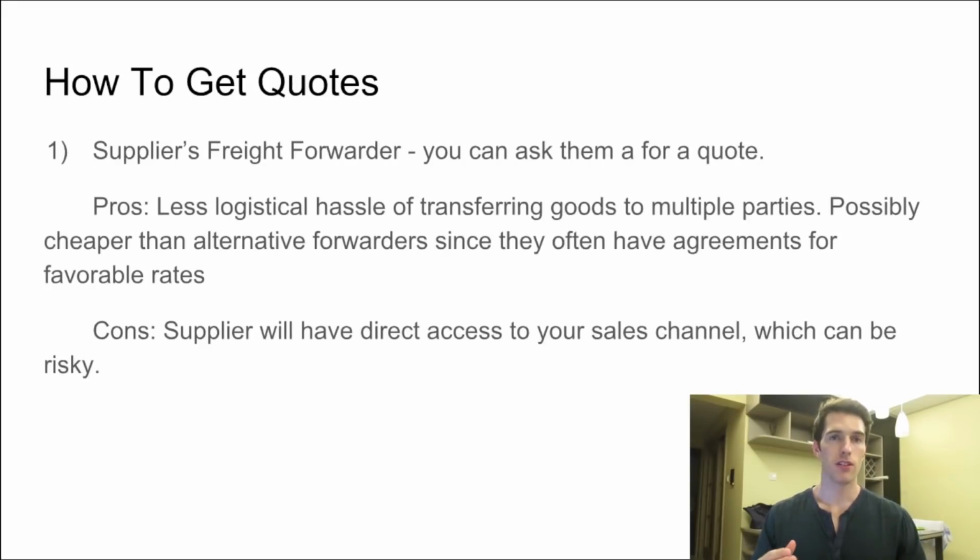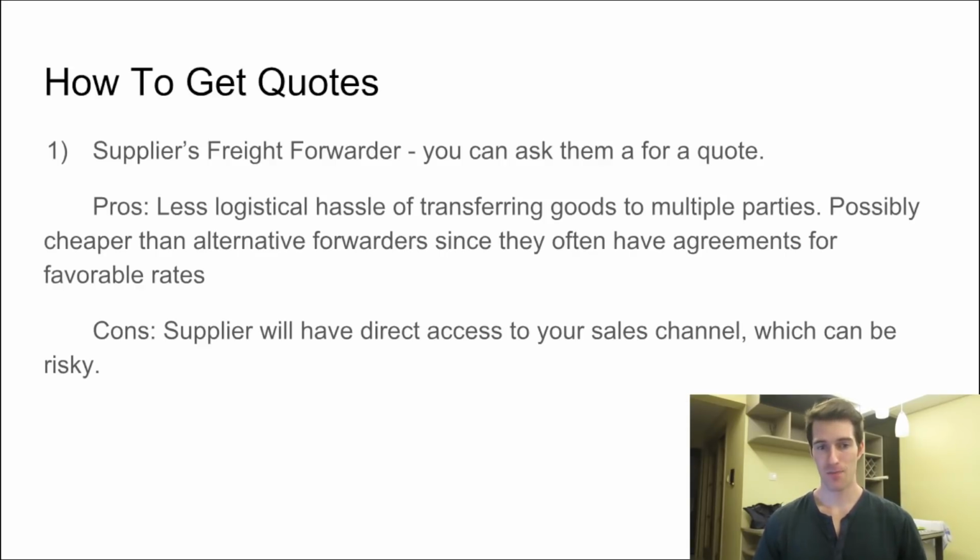And there are a couple ways you can do this. One is you can actually ask your supplier if they have a freight forwarder that they use. And in my experience, most suppliers on Alibaba do have their own forwarder that can help you. There are some pros and cons to this. One of the benefits is that it's less of a logistical headache. You don't have to communicate with multiple parties like your supplier and your forwarder, the back and forth. They basically take your goods after they're produced and throw them into the cartons and ship them. So it's much less of a headache in that sense.